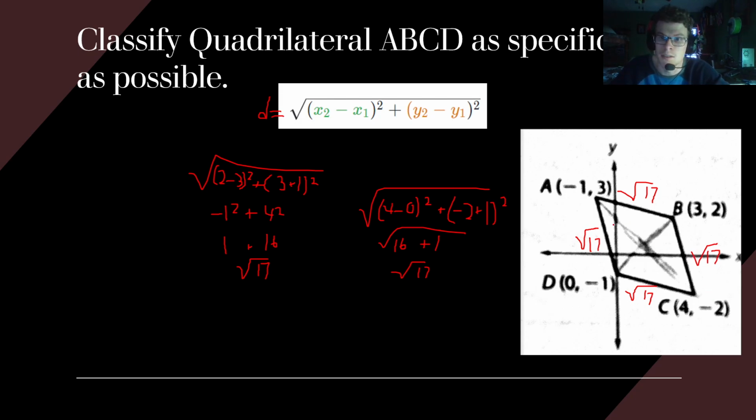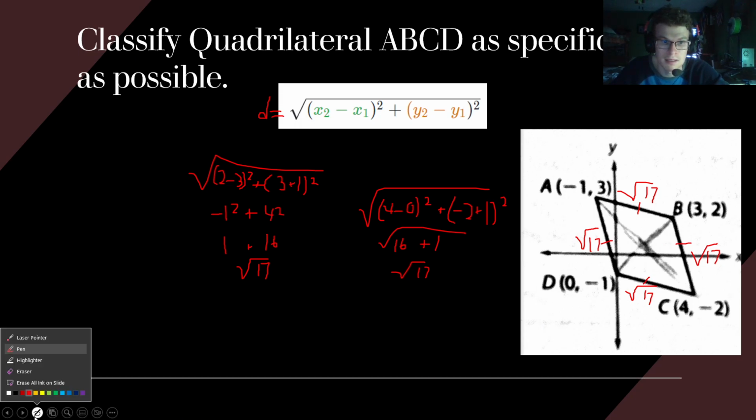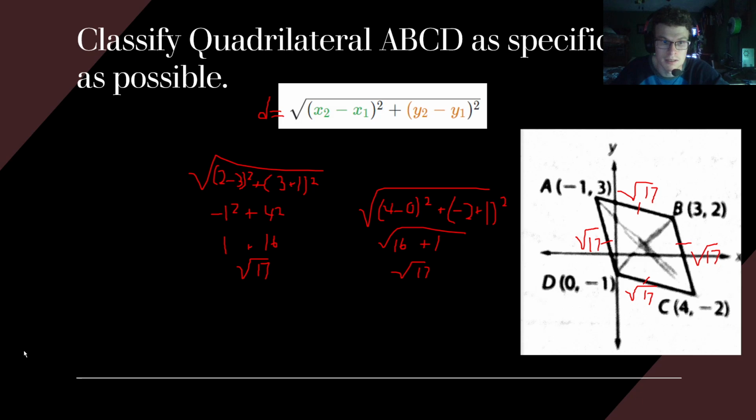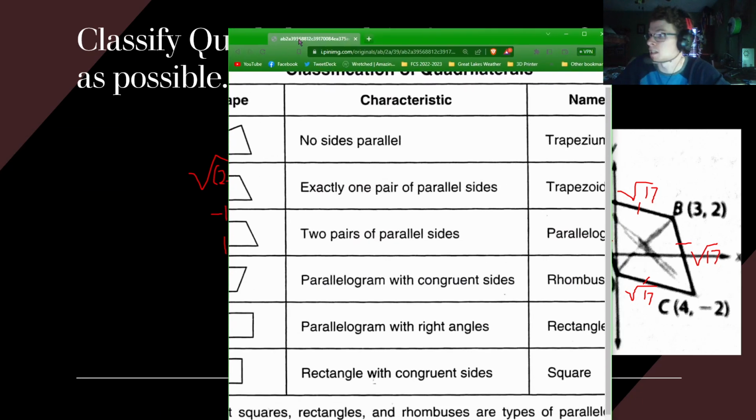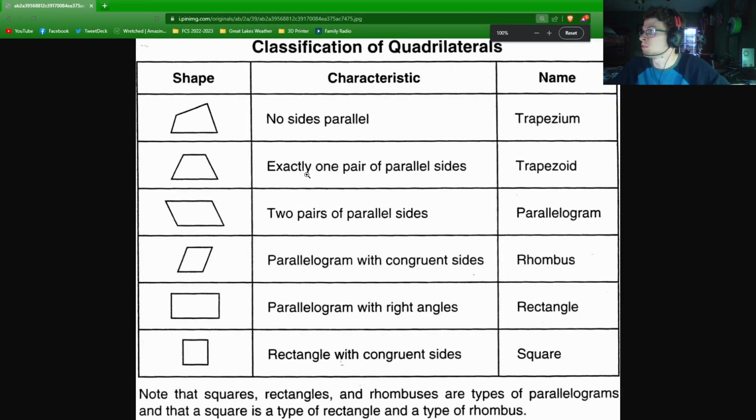So, you see that all these sides, if they're the same distance, they are congruent. Okay? Now, why is it important that that is congruent? Well, if you look at our chart for classification of quadrilaterals, which I'm about to show you, which type of quadrilateral involves a parallelogram with congruent sides? Well, that one would be your rhombus. Okay, your rhombus is a parallelogram with congruent sides, okay?